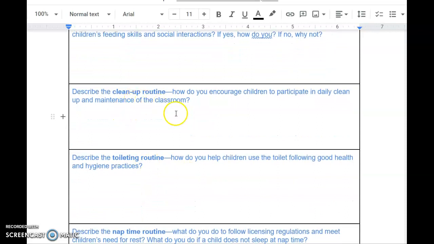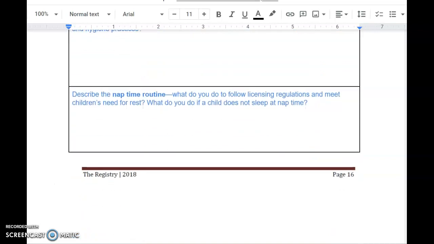Describe your cleanup routine. How do you get the kids to clean up the classroom when they've worked on something? Describe the toileting routine. And lastly, what's the nap routine in the classroom? Talk about that. All right, those are the two assignments that are going to be due for next week.